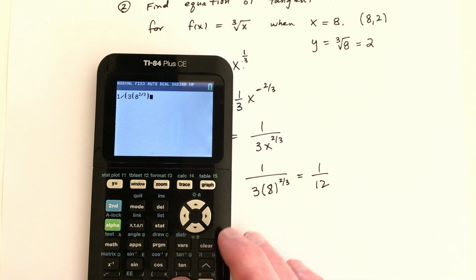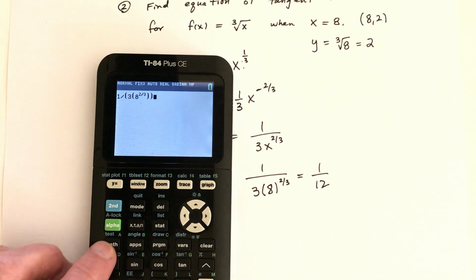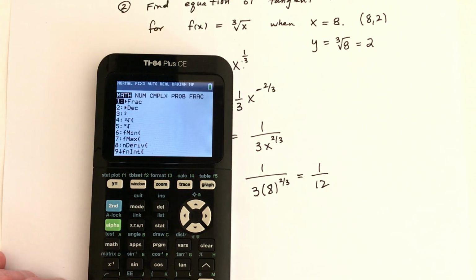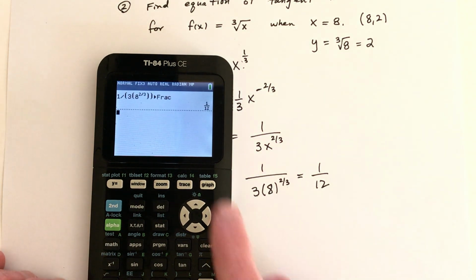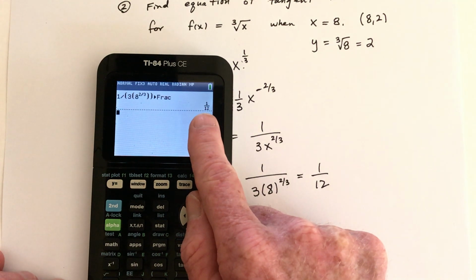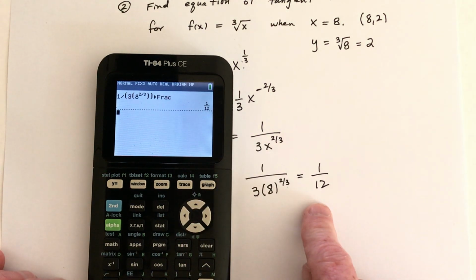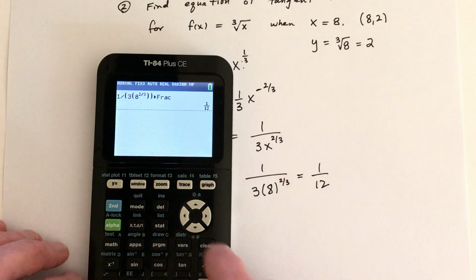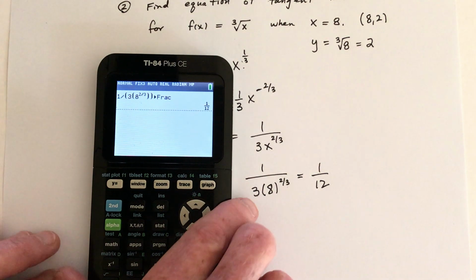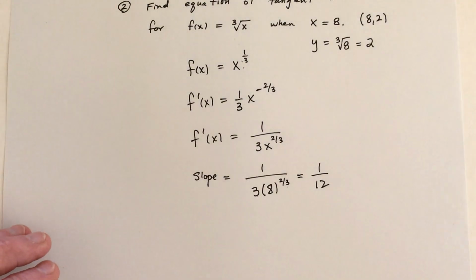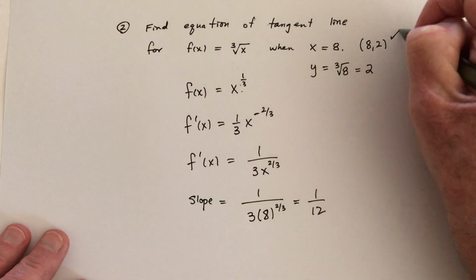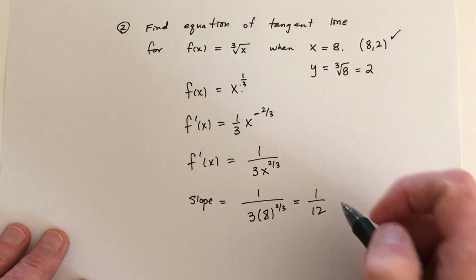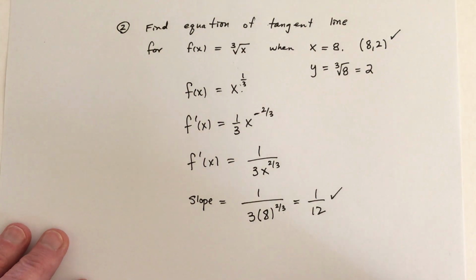Put that in parentheses. And then also ask the calculator to change that to a fraction. And it says, well, you should have gotten a 1 over 12, and I got a 1 over 12. So that's good news. And then we have one more thing to do. So the point is (8, 2), and the slope is 1/12.